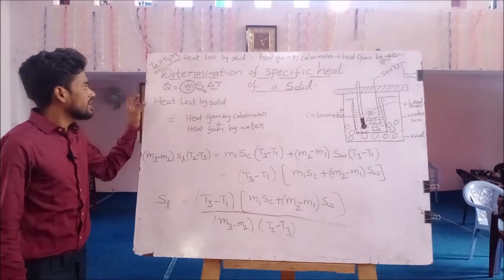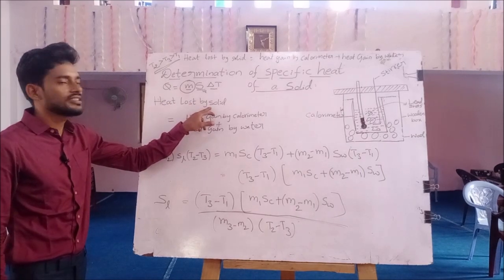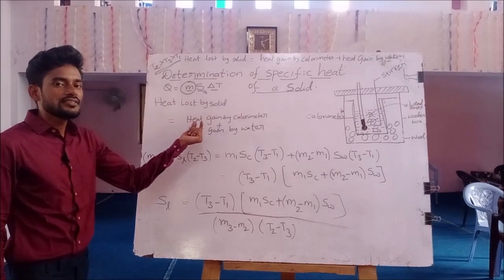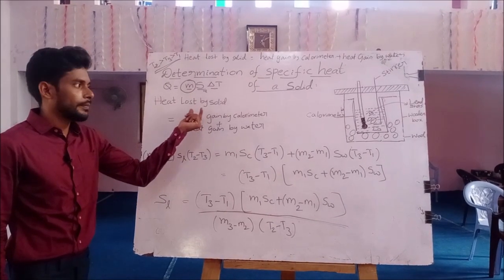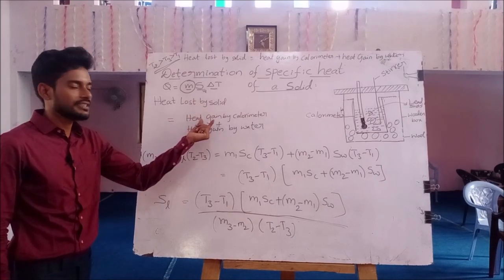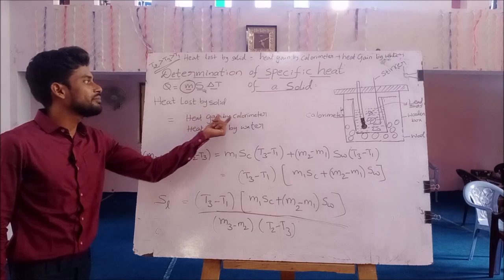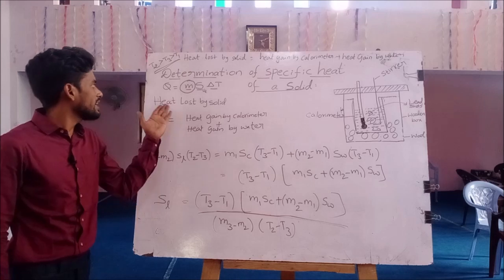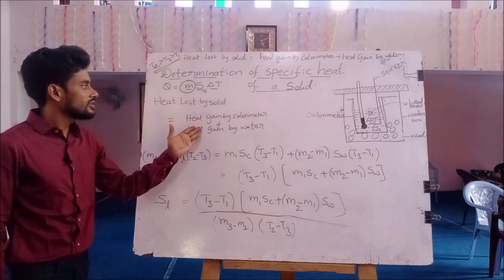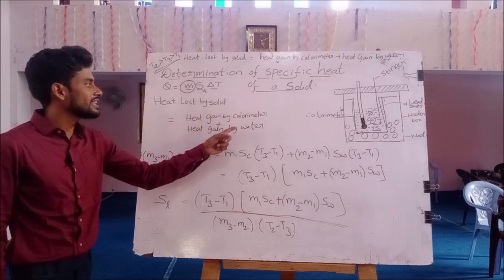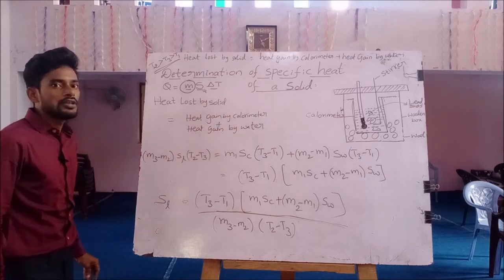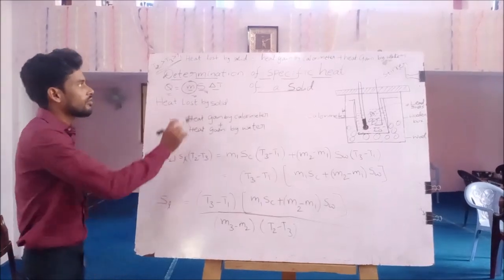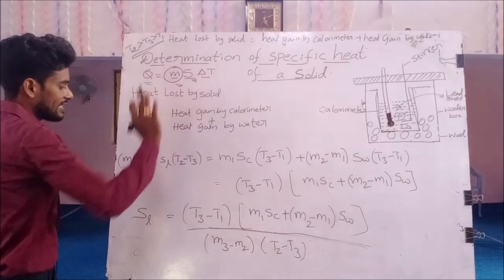According to the method of mixtures, heat lost by the solid, and here the solid is nothing but lead shot, at 100 degrees centigrade, should be gained by the water and calorimeter. Heat lost by lead shot should be distributed among the calorimeter and water. Now you know well, heat is always the product of mass, specific heat and temperature change.